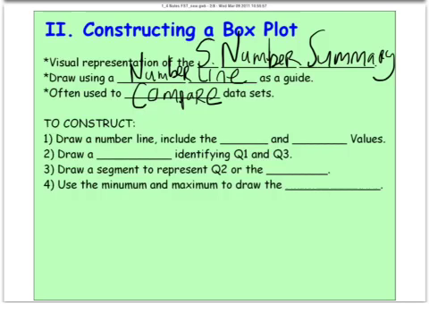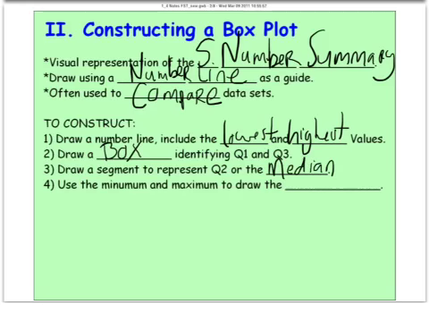Here's the first suggested step. Number 1, draw a number line and include the lowest and the highest values. Number 2, draw a box identifying Q1 and Q3. 3. Draw a segment to represent Q2, which is really the word for median. And then 4, use the median and the minimum and the maximum to draw the whiskers or those lines.